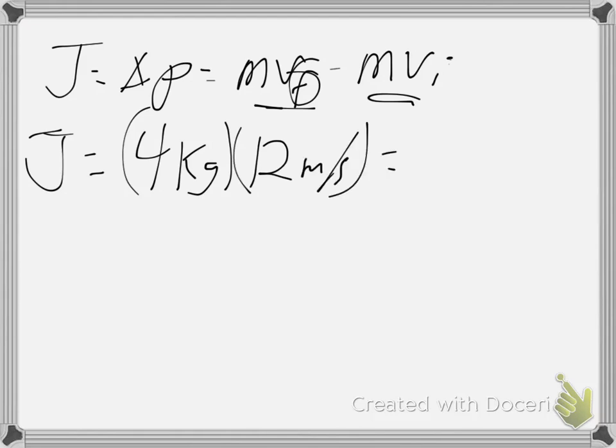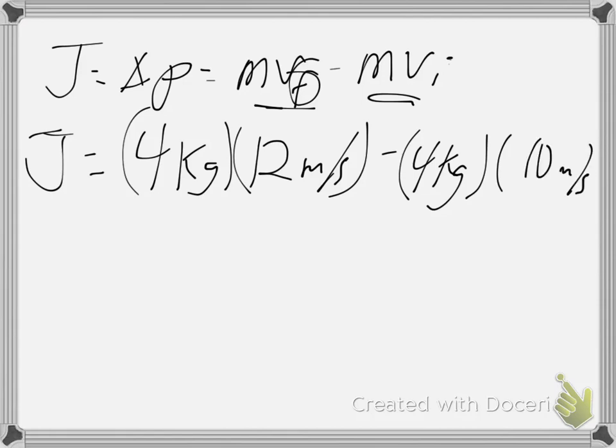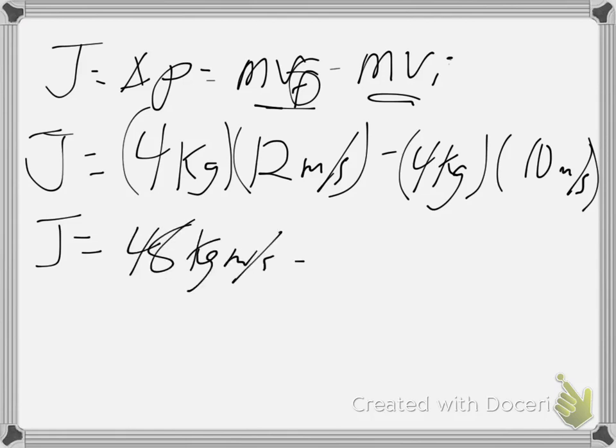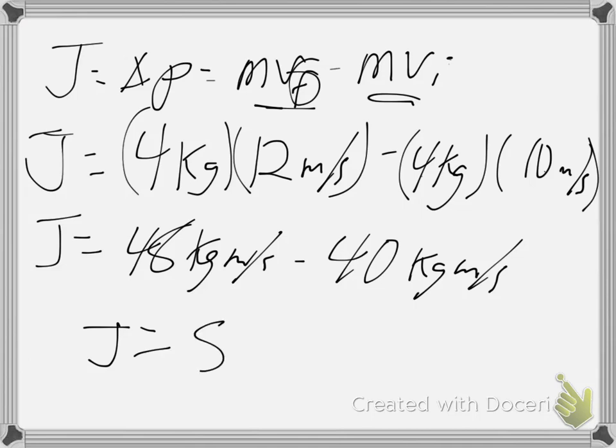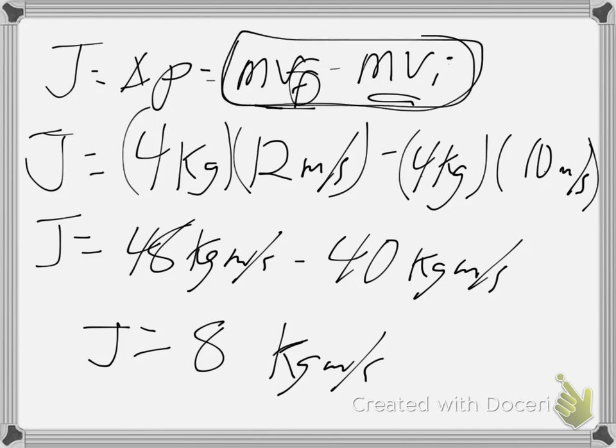And then you will subtract the initial, where the mass is again 4 kilograms, and your initial velocity is 10 meters per second. So 4 times 12 is going to be equal to 48 kilogram meters per second, minus 4 times 10, which is 40 kilogram meters per second. 48 minus 40 is equal to 8 kilogram meters per second. Now, that was the long way of doing this, where we use the formula mvf minus mvi.